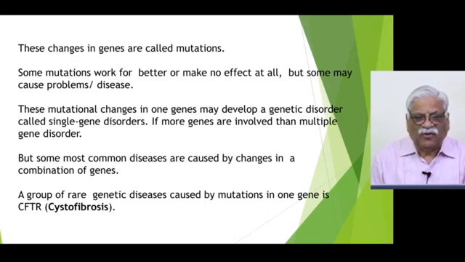Mutational changes in one gene may develop a genetic disorder, normally called a single gene disorder, but if more genes are involved, then it is known as a multiple gene disorder. But some most common diseases are caused by changes in a combination of genes. For example, a group of rare genetic diseases caused by mutations in one gene is known as cystic fibrosis, or CFTR.